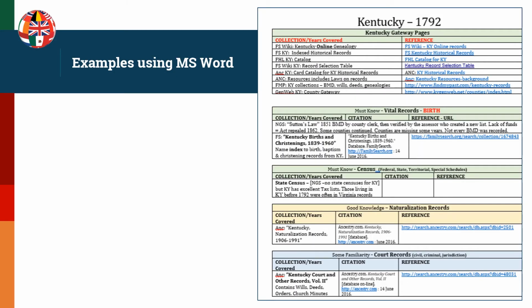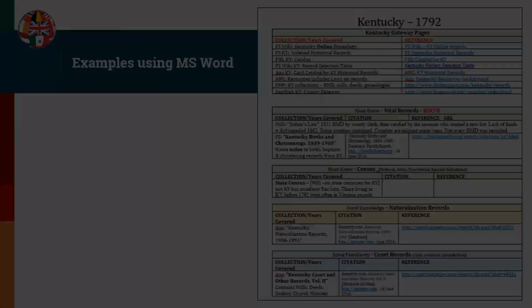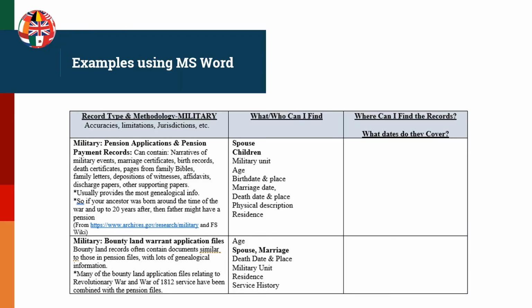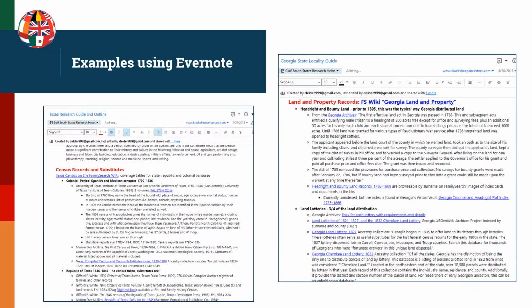This example of a state reference guide on Kentucky was created using tables in Microsoft Word. This summary sheet on a record type was also created using Microsoft Word. Here are several examples of state reference guides that were created using Evernote.